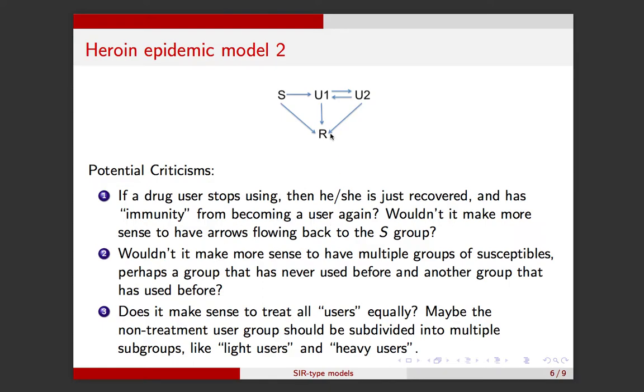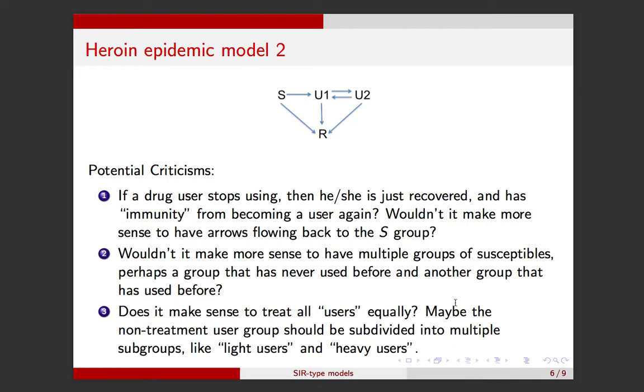This Comiskey-White model, there are many criticisms you might have of it. Here are 3 of them. So criticism 1 might be something like this. We're saying that if a drug user just stops using the drug and declares they're recovered, then they get immunity the same way you get immunity from the flu. Is that true? Probably not, right? So shouldn't there be an arrow, maybe like this arrow here? Shouldn't there be an arrow flowing this way also? Like you can become susceptible again after use.